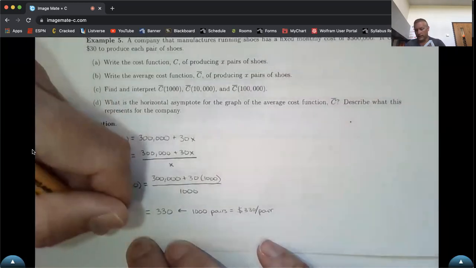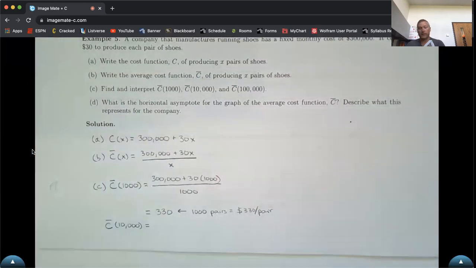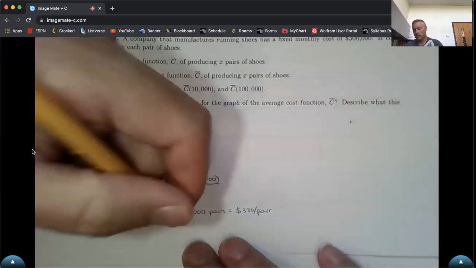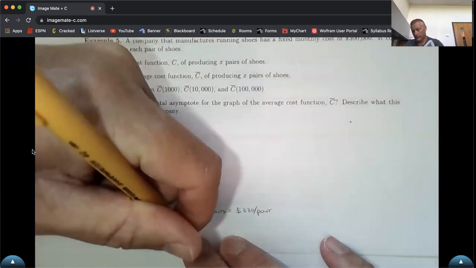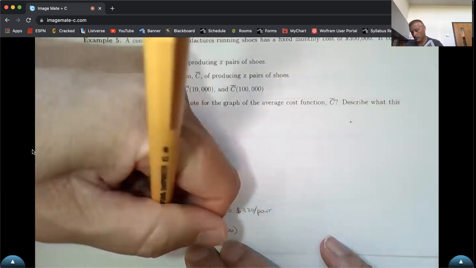We could find C bar of 10,000. In other words, what is the average cost per pair if we produce 10,000 pairs? So that's 300,000 plus 30 times 10,000 over 10,000.